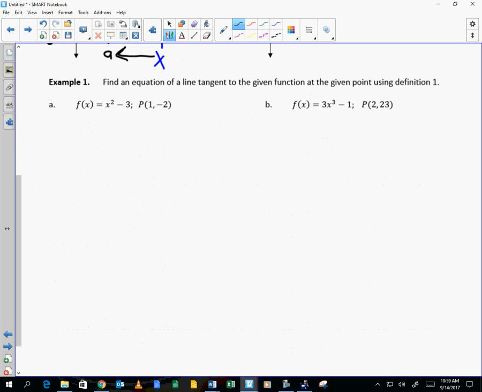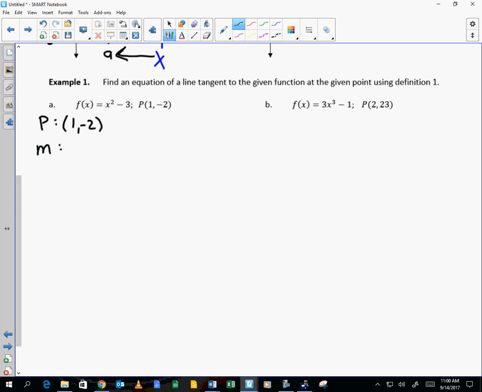We got this equation for line tangent to the function. We're going to use this definition 1. We're going to teach you definition 2 after the test. We're going to use a different one later on. But I have my point. My point is 1, negative 2. And what I need to find is my slope.